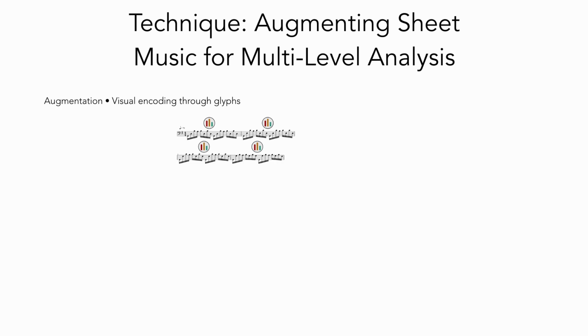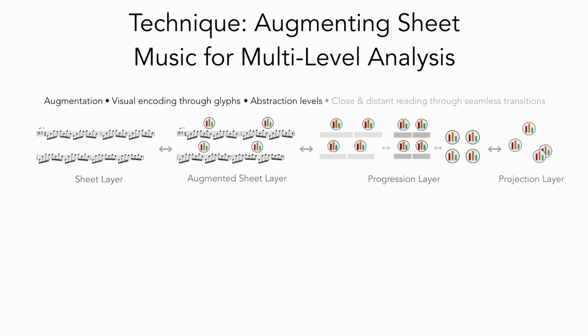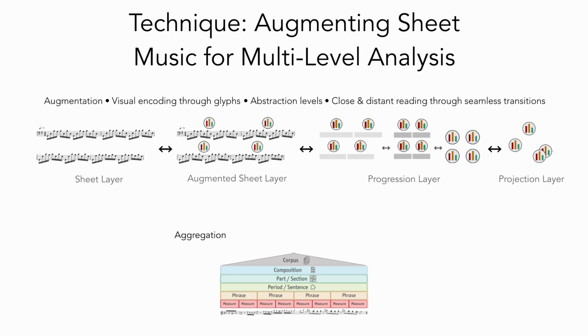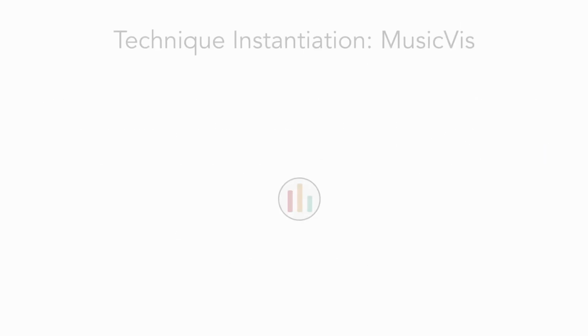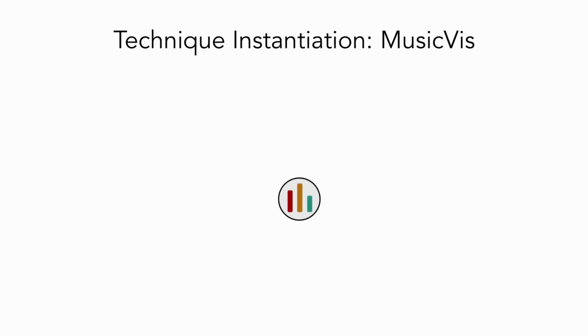The technique comprises 4 abstraction layers with seamless transitions in between to connect close and distant reading of sheet music. The aggregation of glyphs supports the summarized analysis of larger musical sections. Data-driven split criteria suggestions and interactive feature queries assist the flexible exploration of musical compositions. We implemented MusicVis as an instantiation of the technique to showcase how to use existing glyph designs for harmony and rhythm.